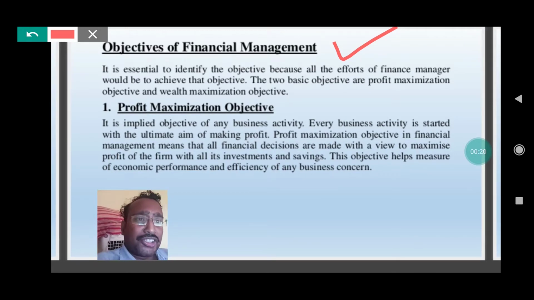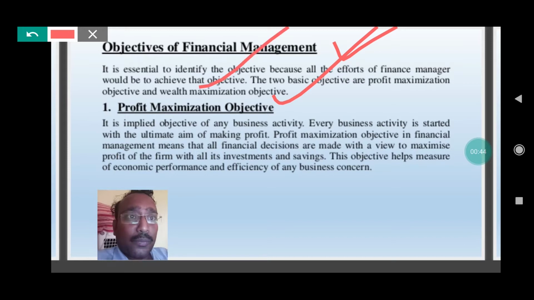It is essential to identify the objective of a business finance so that the finance manager has certain objectives to be achieved. Now what is the question that comes in front of the finance manager so that he can solve the objectives? There are two important objectives the finance manager has to solve. What are those two objectives? One is a profit maximization objective, another one is a wealth maximization objective. So he has to satisfy mainly these two objectives for the purpose of the organization.